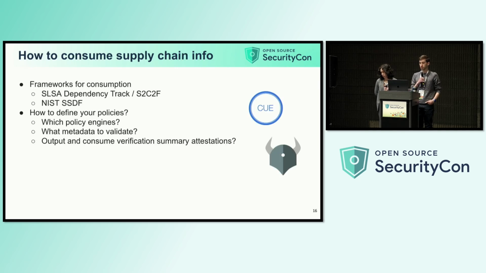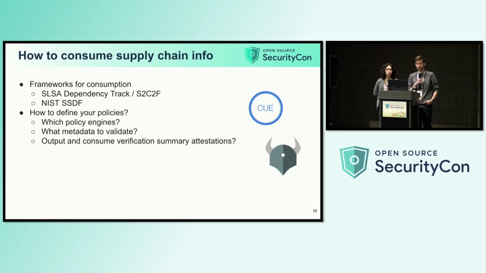So another good example is, how do you securely consume artifacts and dependencies in one's software supply chain? So you might choose guidance from NIST's SSDF or from the SLSA dependency track, which will be based on S2C2F. Users and organizations are presented with choices that may result in different tooling needs. And how do you validate your dependencies?